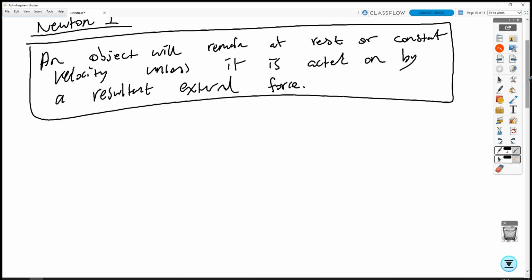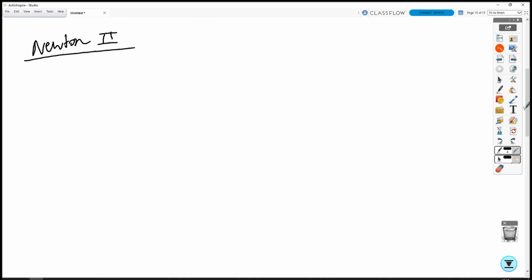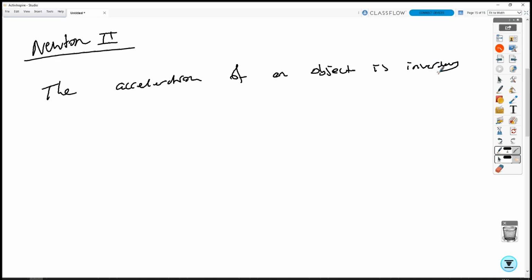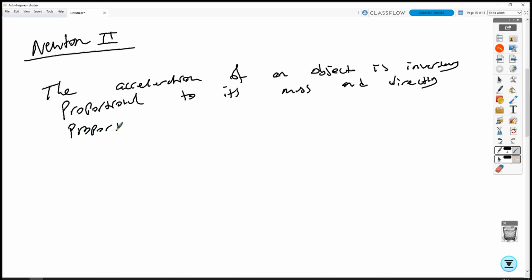Next is Newton's second law. This is a simplified version of Newton's second law, which is that the acceleration of an object is inversely proportional to its mass and directly proportional to the applied resultant force.